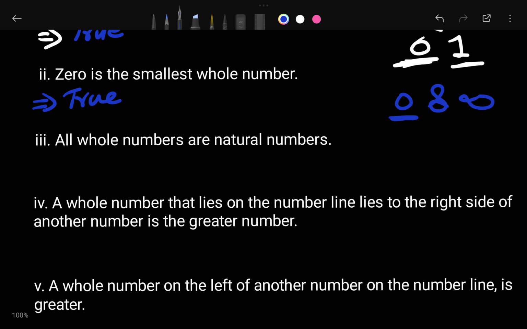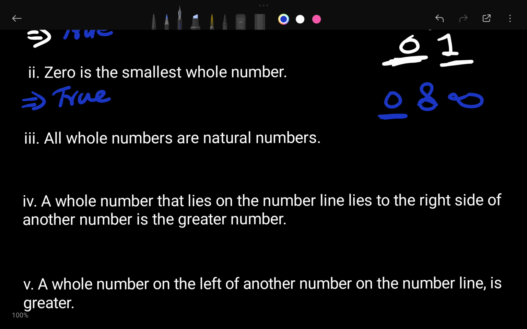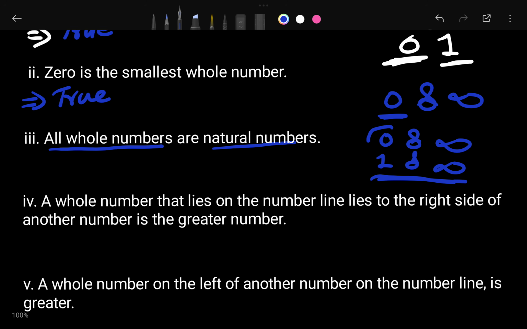Now the third statement. Whole numbers start from 0 and go till infinity, but natural numbers start from 1 and go till infinity. The statement says all whole numbers are natural numbers. In whole numbers 0 is also there, but in natural numbers is 0 there? No. So we cannot say that all whole numbers are natural numbers. All whole numbers are not natural numbers, but all natural numbers are whole numbers, because 0 is a part of whole numbers, but in natural numbers 0 is not there.